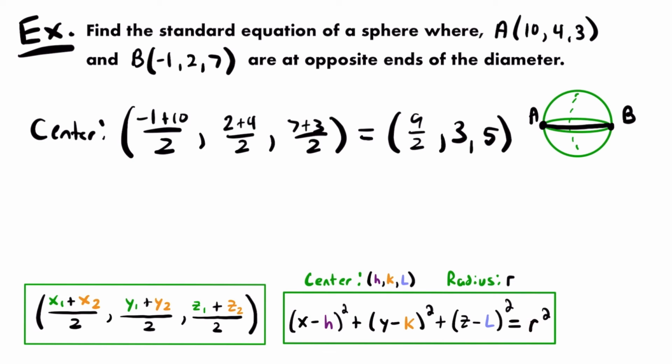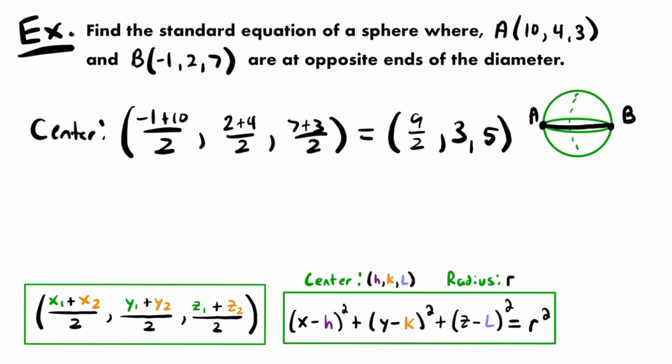Remember that the radius is half the diameter, right? The diameter is a distance across the sphere from one point to another, but the radius is the distance from the outside of the sphere to the center of the sphere. So it's half of the diameter. So what we can do here is calculate the distance between point A and point B, which would be the diameter, and divide it by 2. That will give us the radius of the sphere.